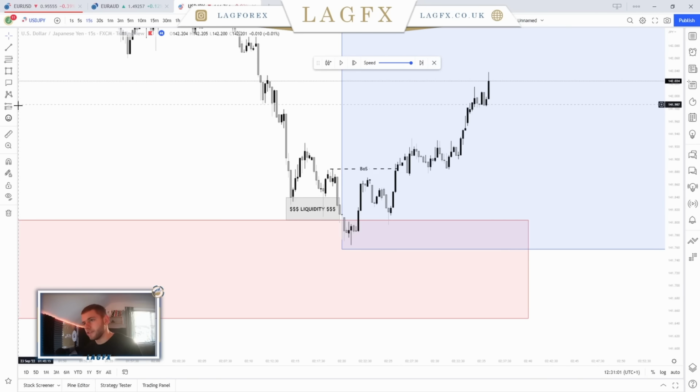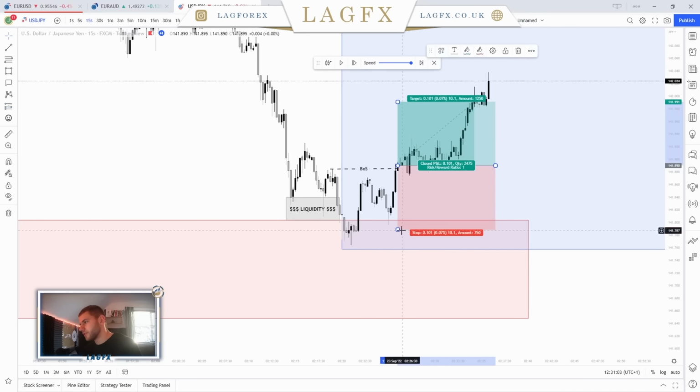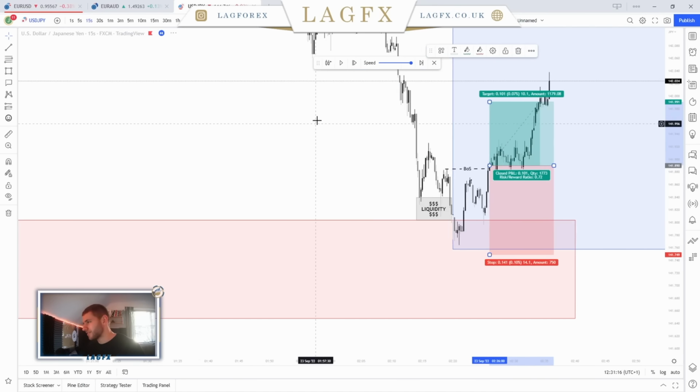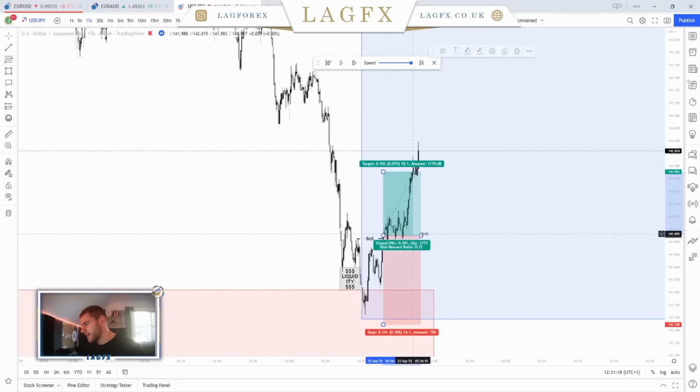So what we could have done at this point is entered a position here, stop loss just below once again. And what you will see is that this time around, the stop loss, I believe, on the last position we were looking at, if we got involved in the first major change of character or break of structure, was about 70 pips. This one is 14.